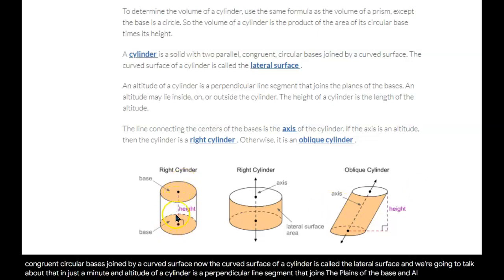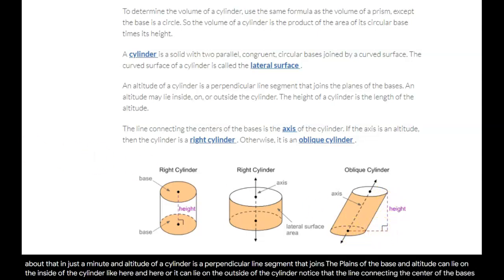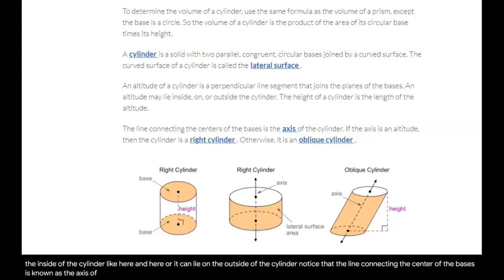An altitude can lie on the inside of the cylinder, like here and here, or it can lie on the outside of the cylinder. Notice that the line connecting the centers of the bases is known as the axis of a cylinder, and the axis is also the altitude if it's a right cylinder. If it's an oblique cylinder, then the axis is not the same as the altitude or the height.